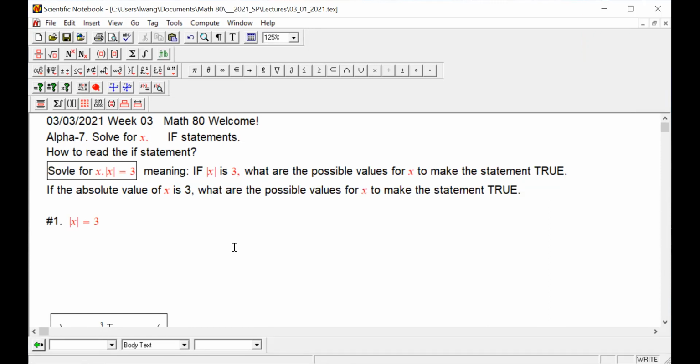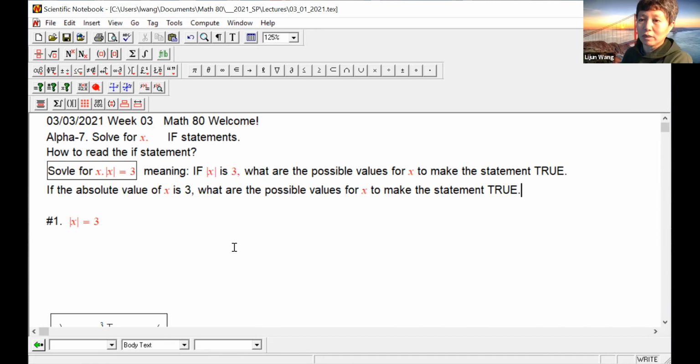3 and -3. That's right. You understand the question, and the answer is right there. There's no need to memorize anything. Your answer is perfect because -3 will make it true. If you plug in -3, it will make it true. If you plug in +3, it's also going to make it true. Do you agree with me?